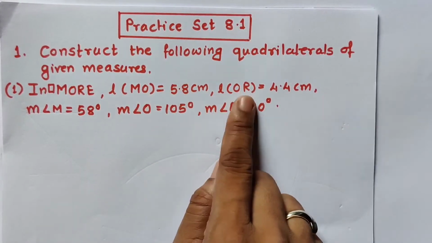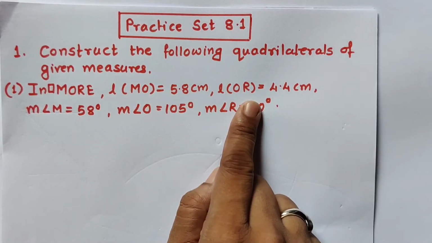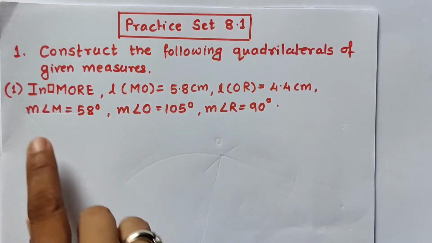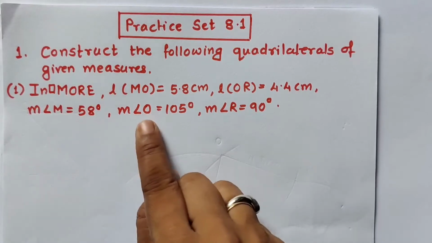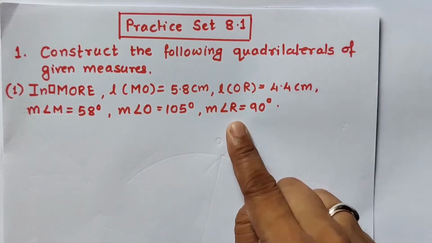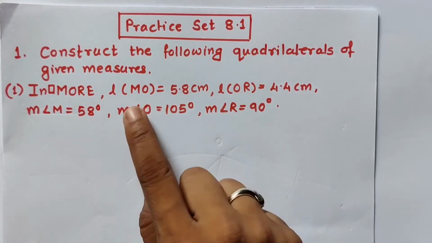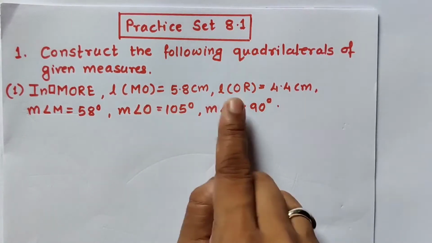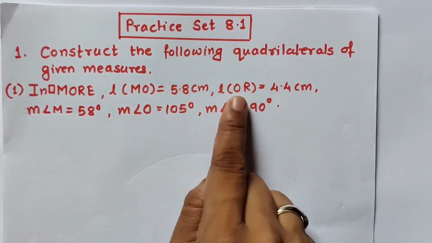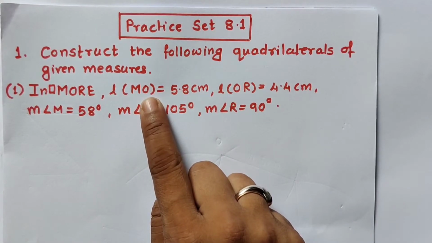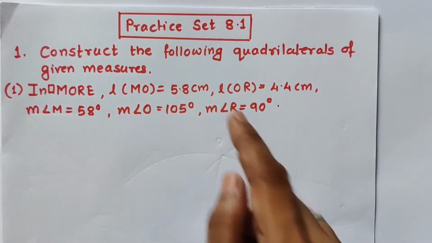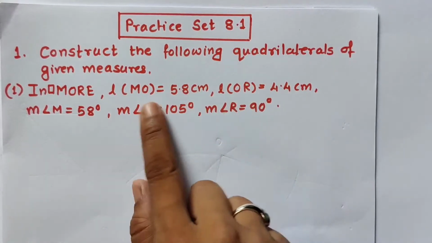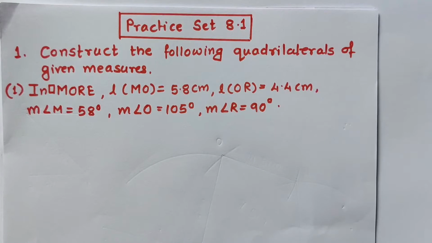So 2 lengths, that means 2 sides, are given to us, and 3 angles as you all can see. Measure of angle M is 58, angle O is 105 and angle R is 90 degrees. O is the common vertex: in MO, O is there, and in OR, O is also there. That means these 2 are adjacent sides. So 2 adjacent sides and 3 angles are given to us. We are going to draw a quadrilateral.